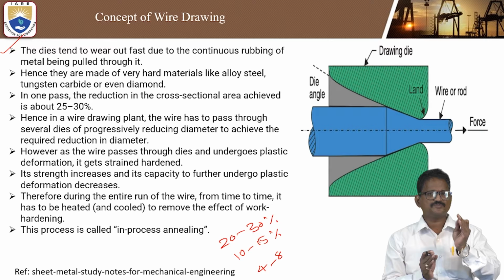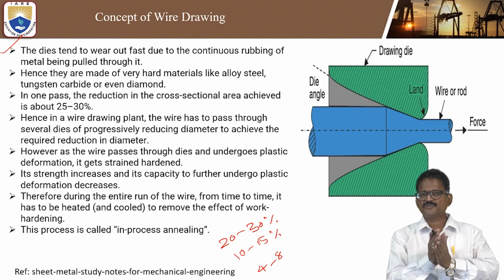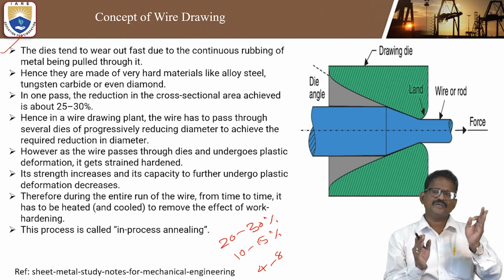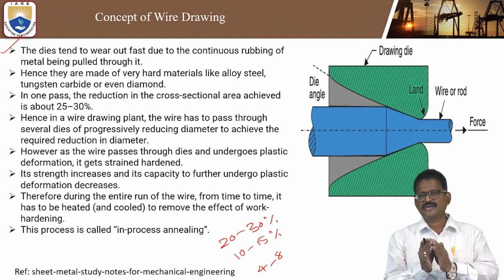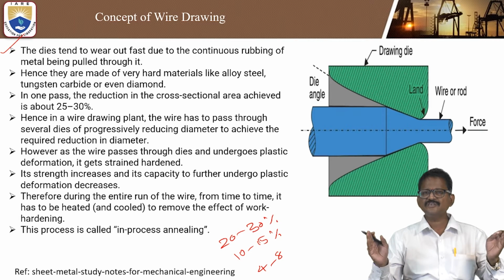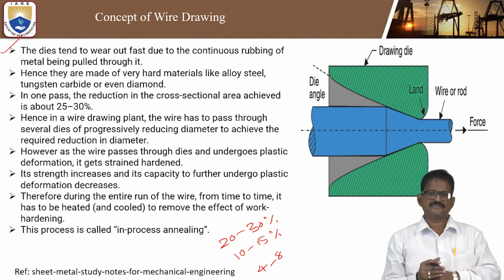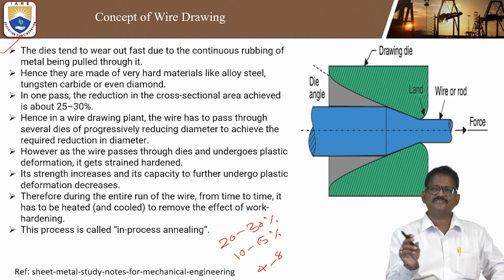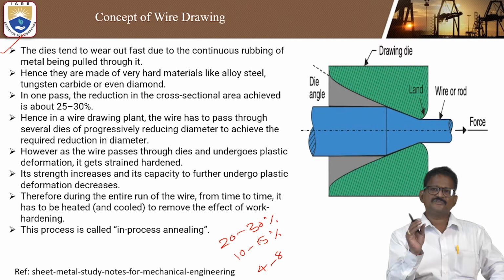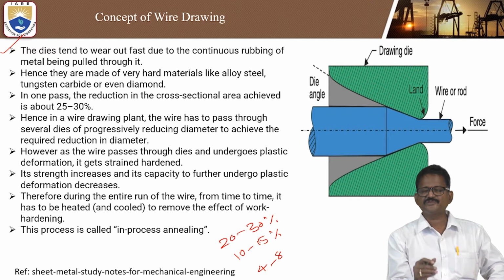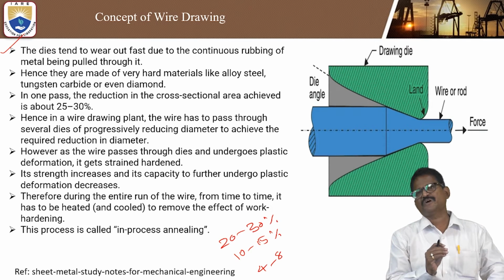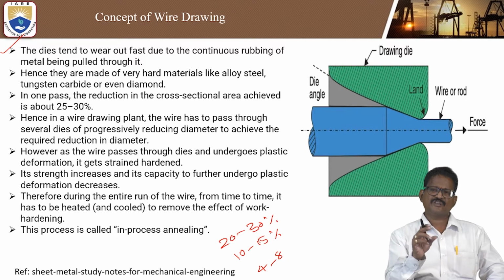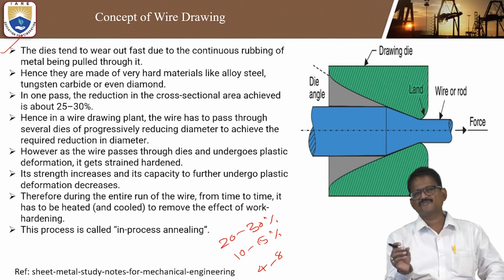The wire has to pass through several dies progressively. Obviously, the main intention is reducing the diameter in order to increase the length. So whatever the amount of reduction in diameter in this case, in how many passes it is required, you should be able to calculate using some design parameters. For one pass, how much percentage reduction will take place.